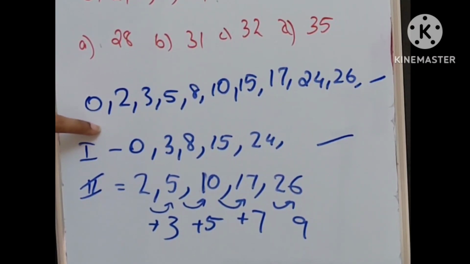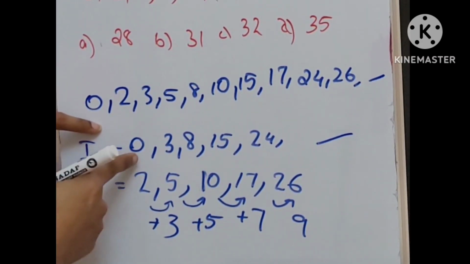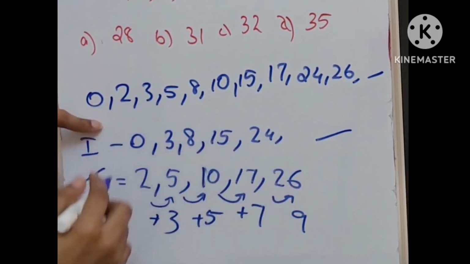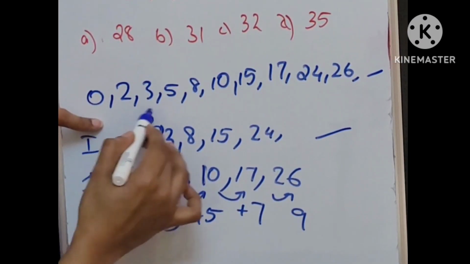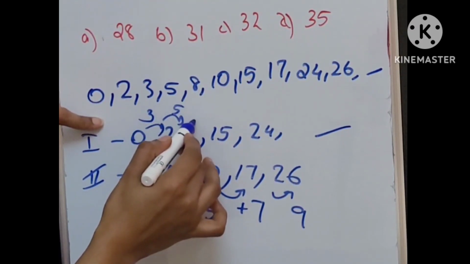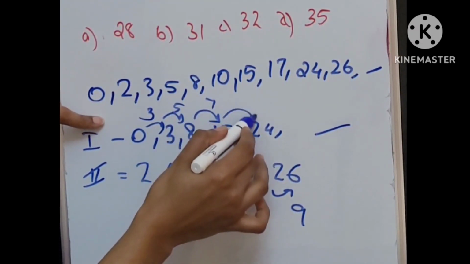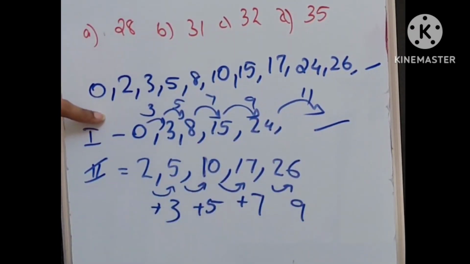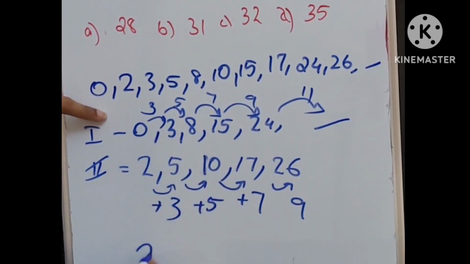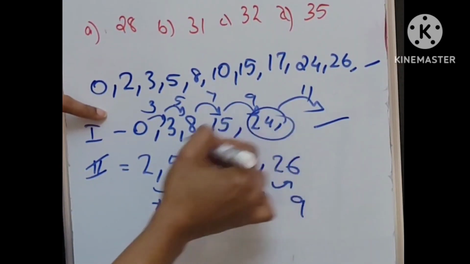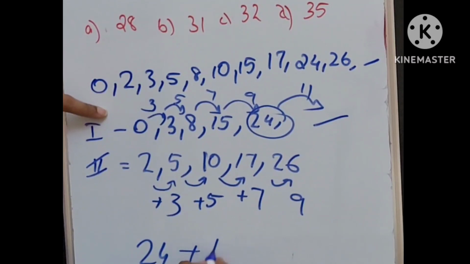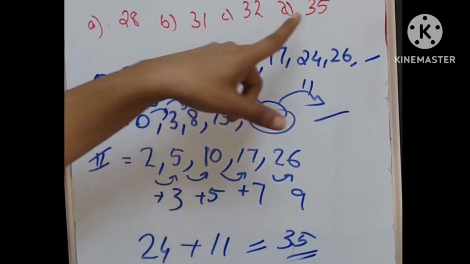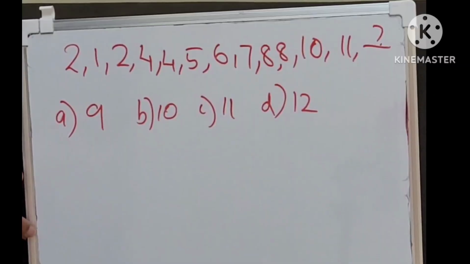Next is the first series, 0, 3, 8, 15, 24. Here the differences are 3, 5, 7, 9 and the next is 11. So the missing number: the last number in the series is 24, and 24 plus 11 we get 35. So 35 is the right answer, option B.